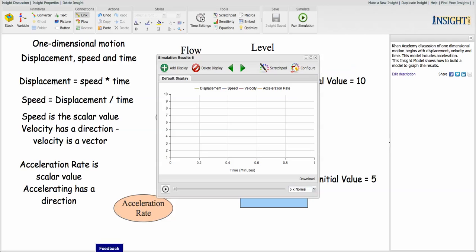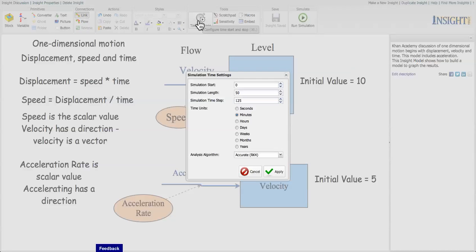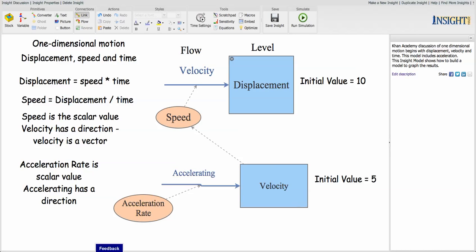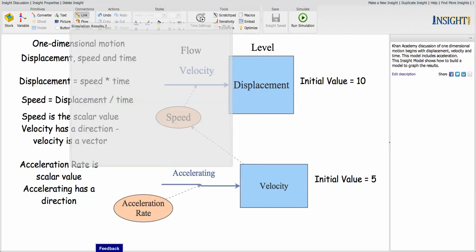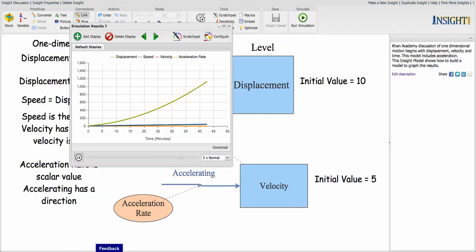I must have, oh, I didn't put a decimal point in there. Oops. 0.125. There, that'll work. Okay. So now we get a graph. It looks better.